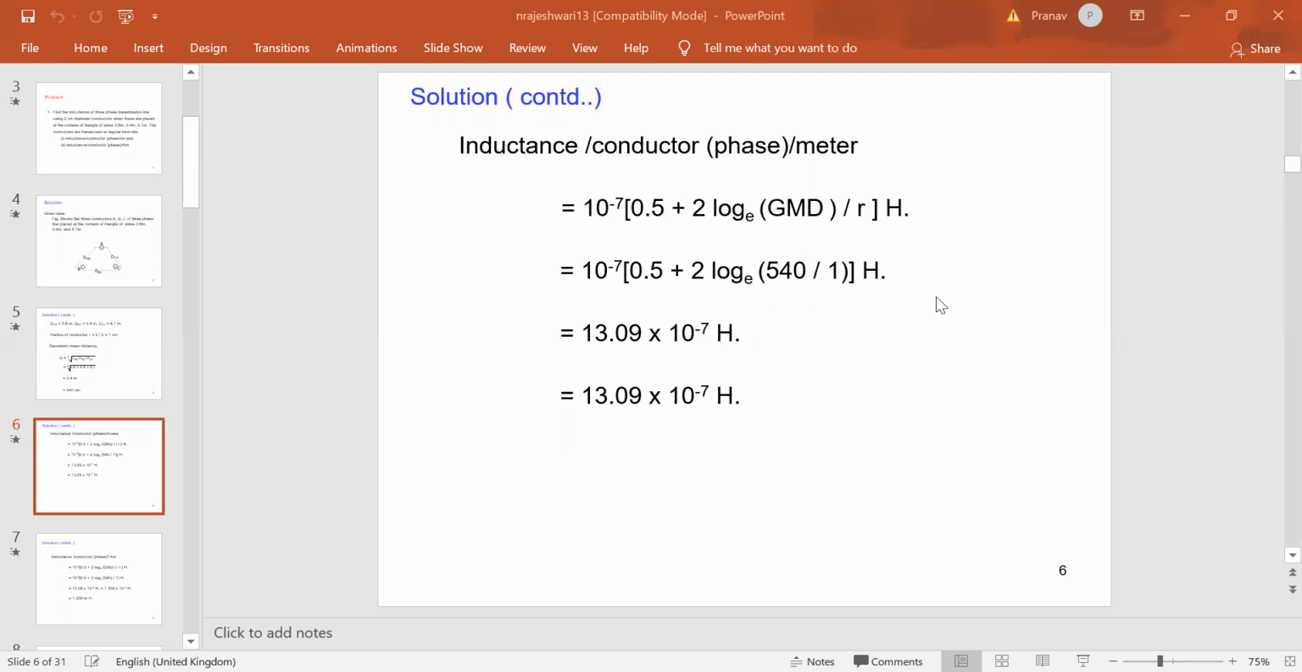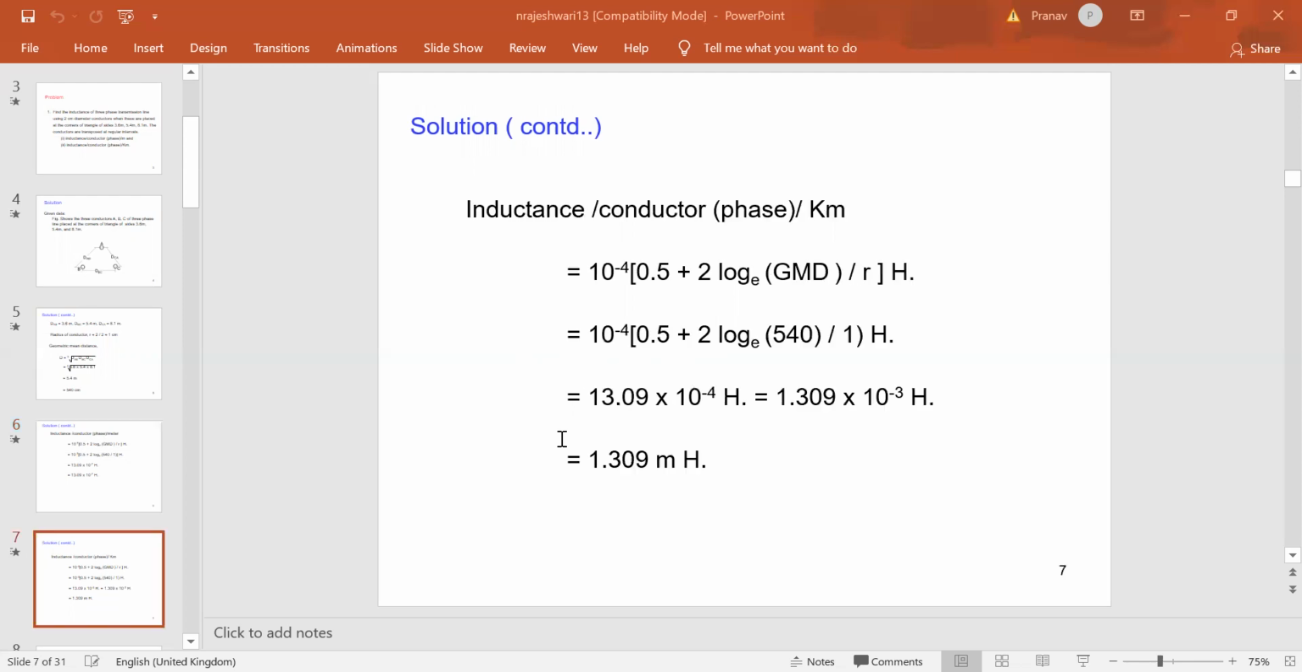By simplifying this, we get 13.09 into 10 to the power of minus 7 Henries. So 13.09 into 10 to the power of minus 7 Henry is the inductance per conductor per phase per meter of the transposed line conductors.